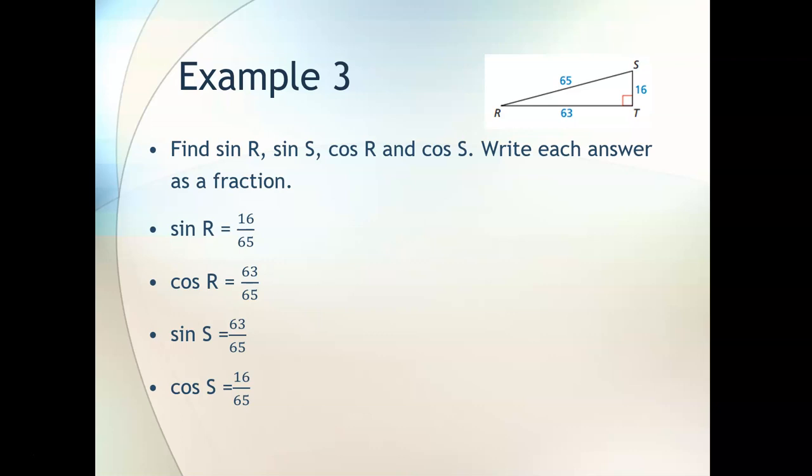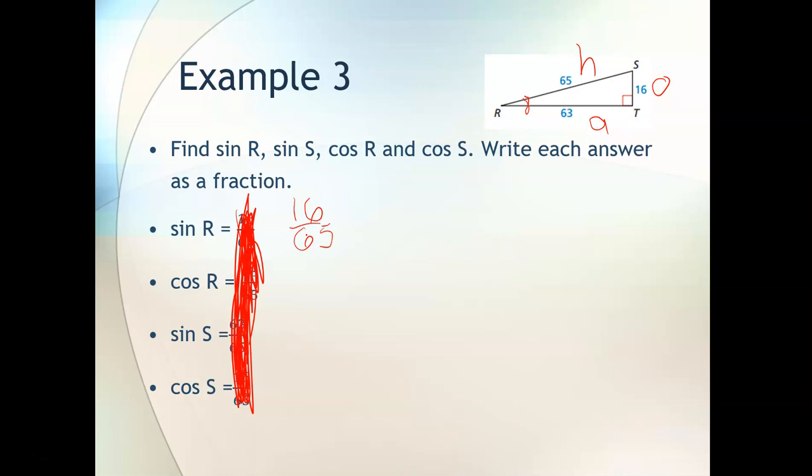So I wanted you to find sine of r, sine of s, cosine of r, and cosine of s. I'll just cover these up. Okay, so sine of r is, what? If I'm looking at r, this is my opposite, this is my adjacent, and this is my hypotenuse. So sine is opposite over hypotenuse. So that would be 16 over 65.